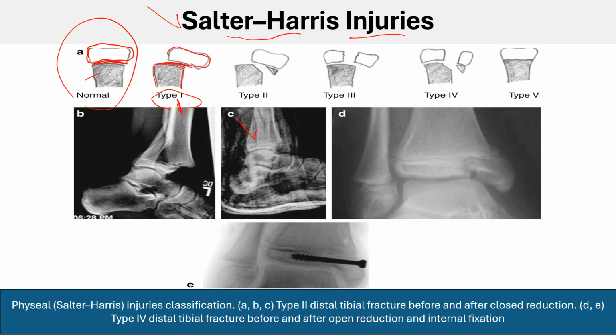Type 2 is the most common type, about 75%. You see here fracture in the metaphysis, as you see this piece, and fracture through the growth plate, but the epiphysis is intact. That is type 2.